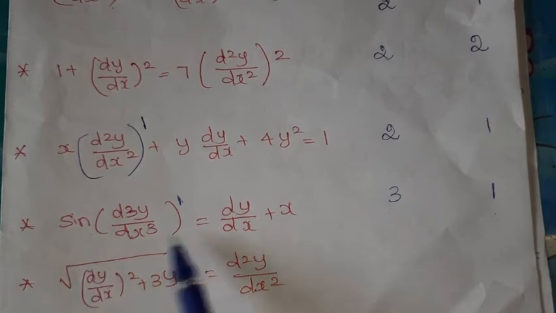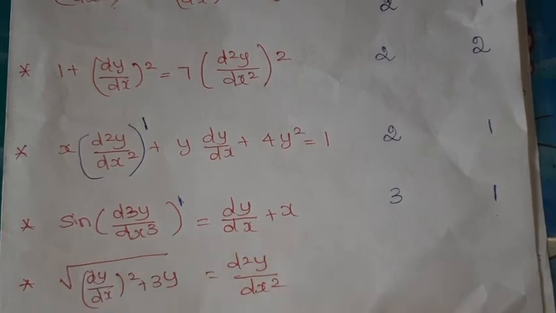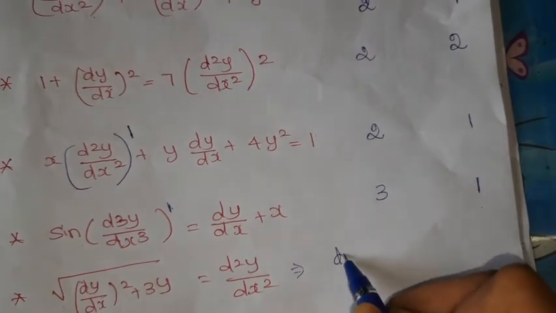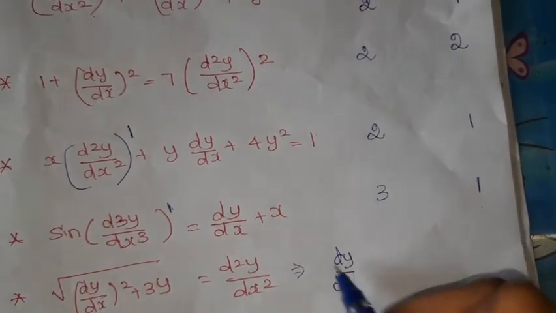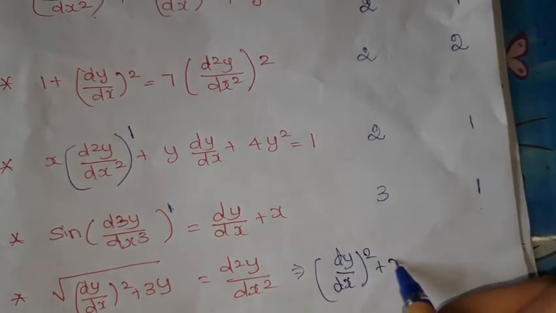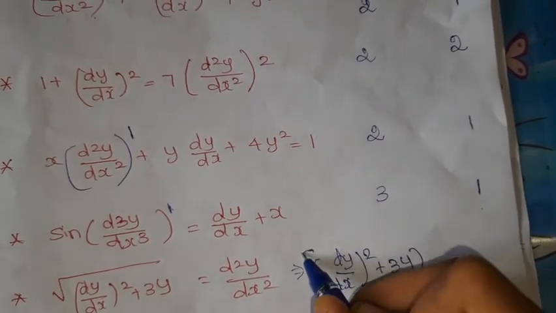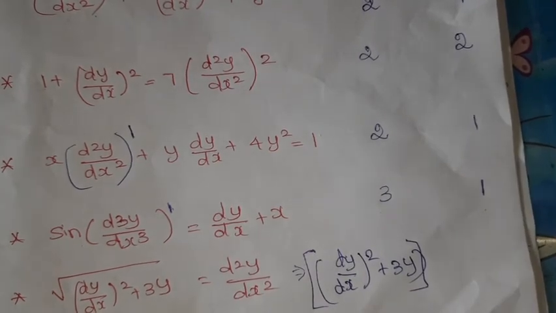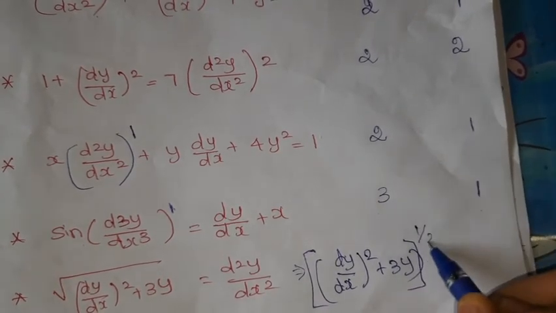So it is the square root. So square root, how can we represent it in power? In power 1 by 2. Whenever a fractional power comes, we need to eliminate that fractional power into a whole power. Then only we need to find out the order and degree. So this is a power 1 by 2.